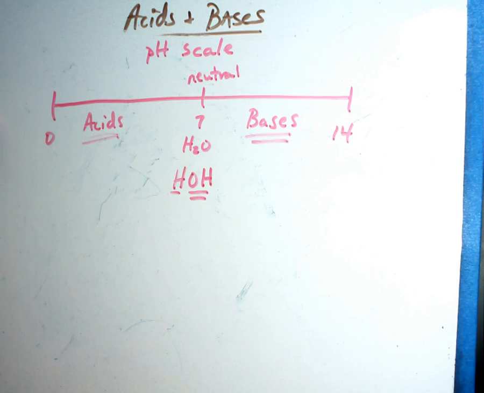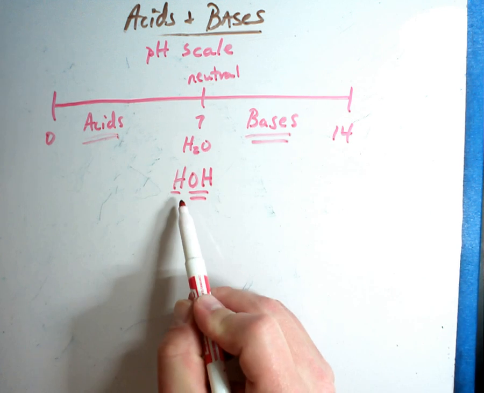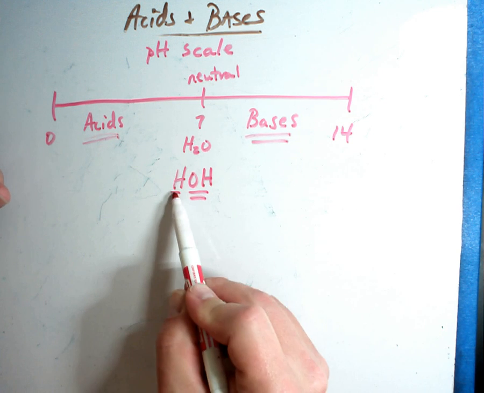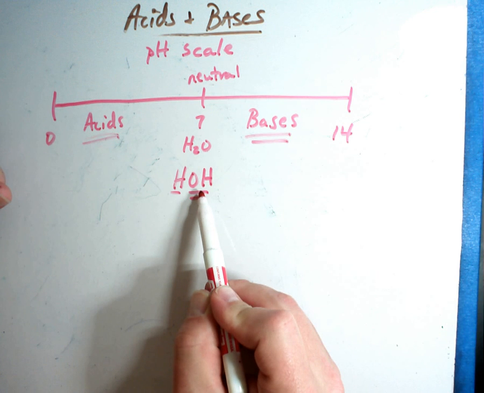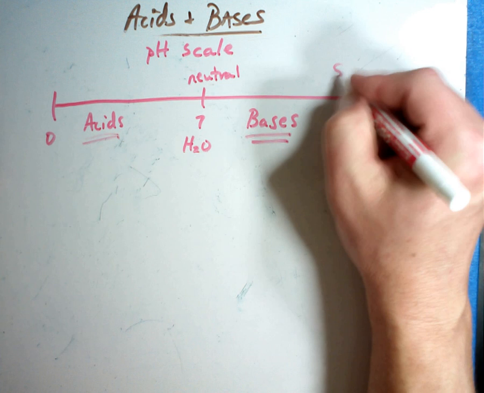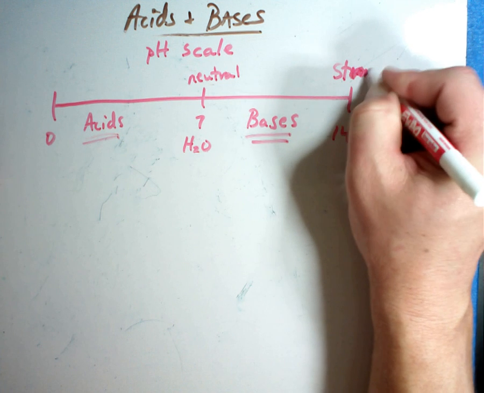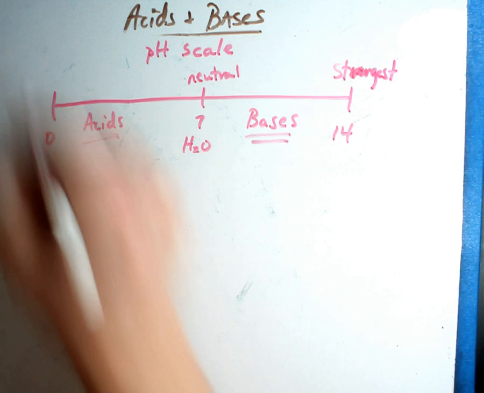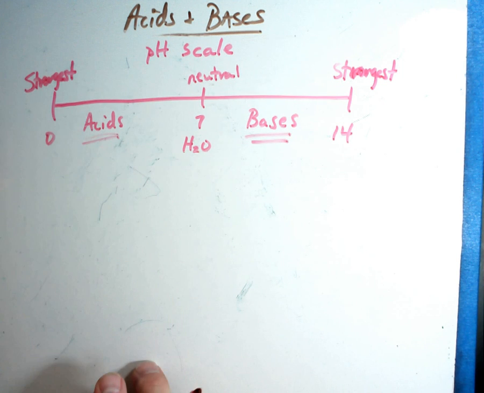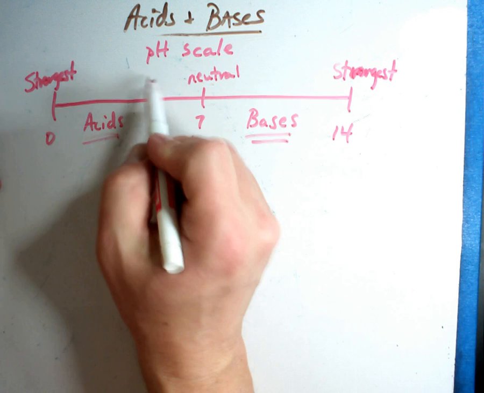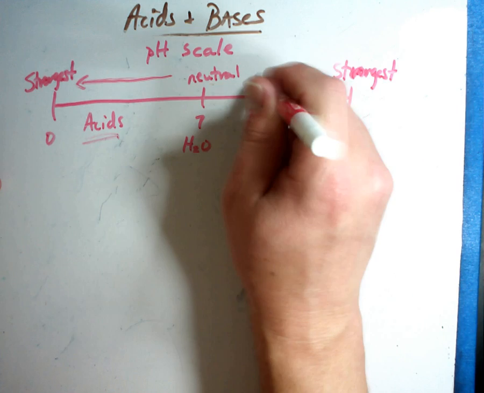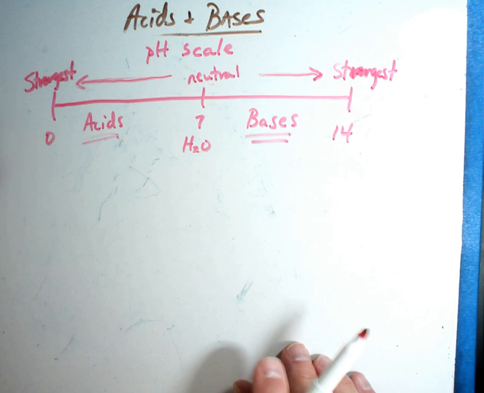As a matter of fact, a different way of saying it, water is the only thing in the world that has acid and base properties together. That's acid properties, that's base properties. So it's sort of logical. And a couple other things you need to know. The strongest base is at 14, and the strongest acid is at 0. As you go this way, it gets stronger and stronger as you get further away from 7.